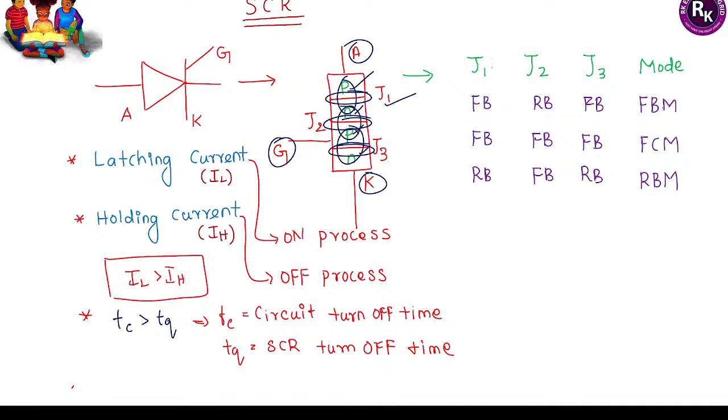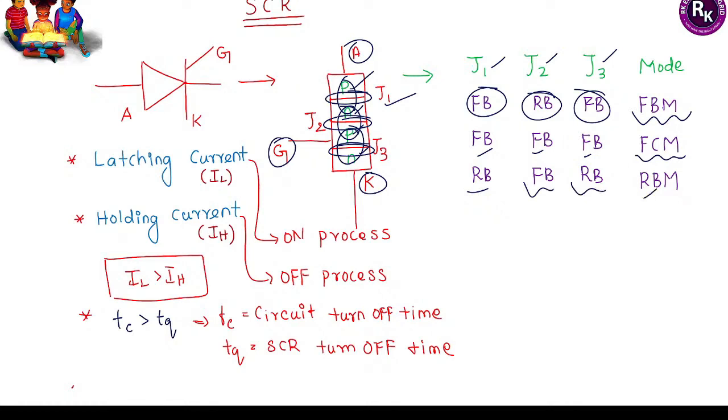Now based on the junction diode characteristics, we have different operating modes for the SCR. The first one: if junction 1 is in forward bias, junction 2 is in reverse bias, and junction 3 is in forward bias, then that is called forward blocking mode. If all are in forward bias, then that is called forward conduction mode. If junction 1 is in reverse bias, the second is in forward bias, and the third is in reverse bias, then we call it reverse blocking mode.